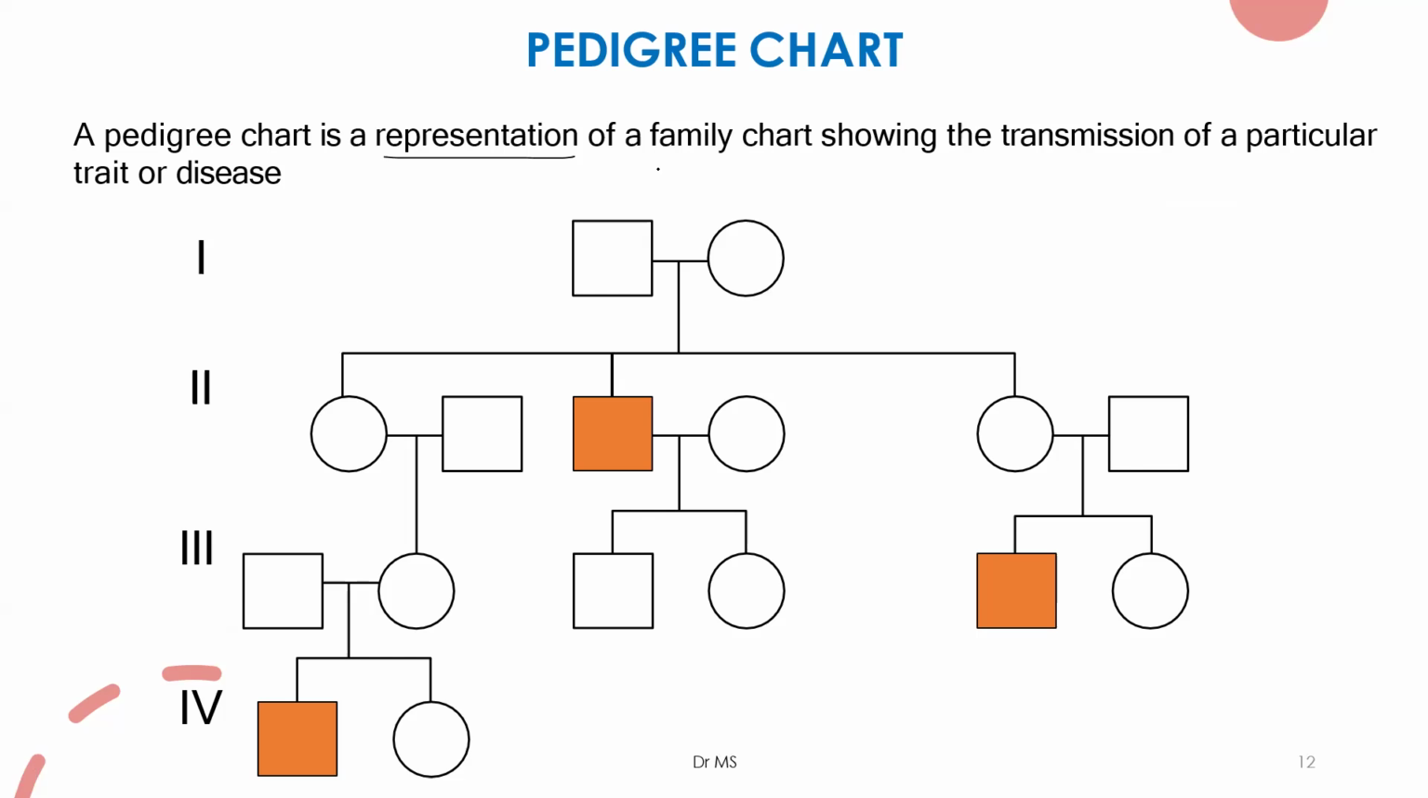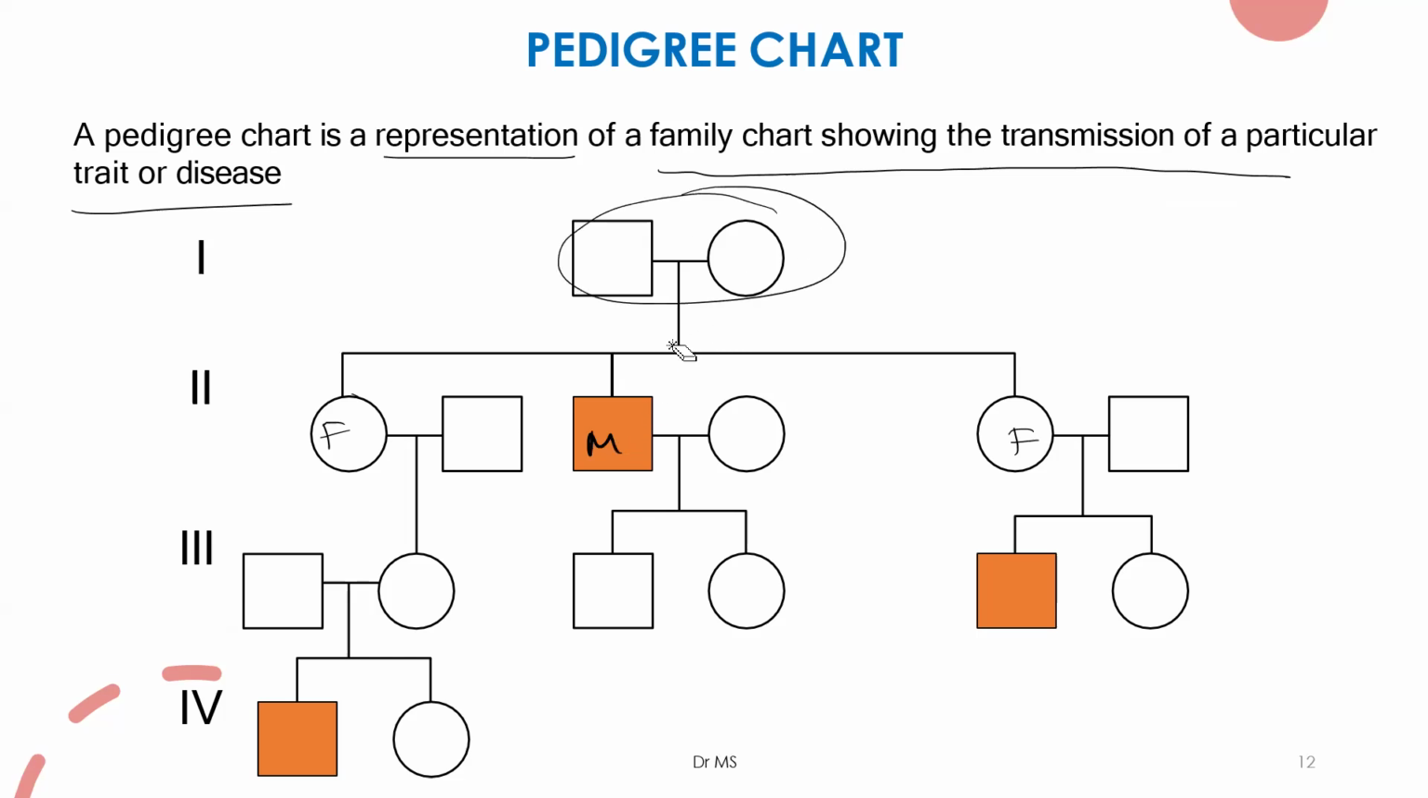So, a family chart showing the transmission of a particular trait or disease. For suppose here, there is a first generation which has three kids. In that, you can see this is a female, this is a female, and this is a male. The male got affected. So this first generation couple is having three kids. One is a female, the other is female, the other one is male. So here the male is affected, so I represented it with the orange colored one.